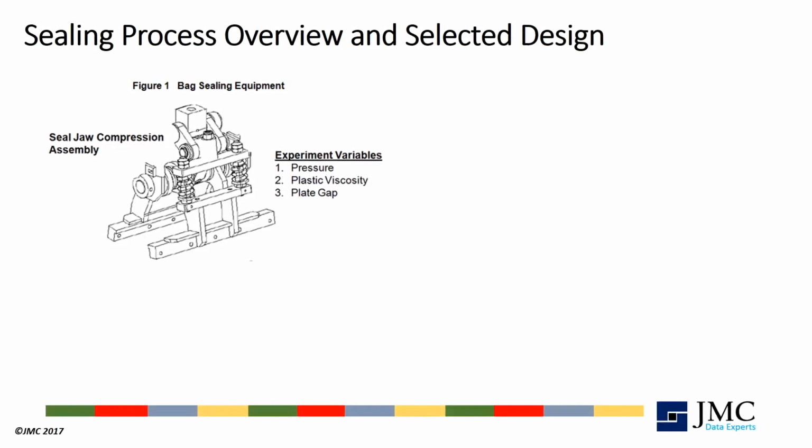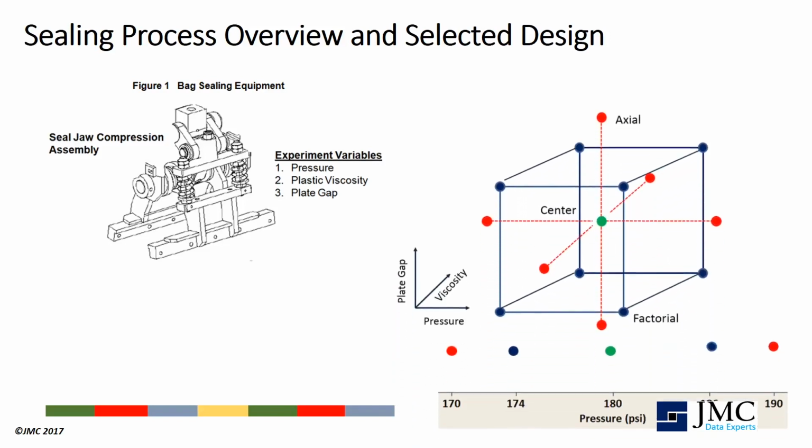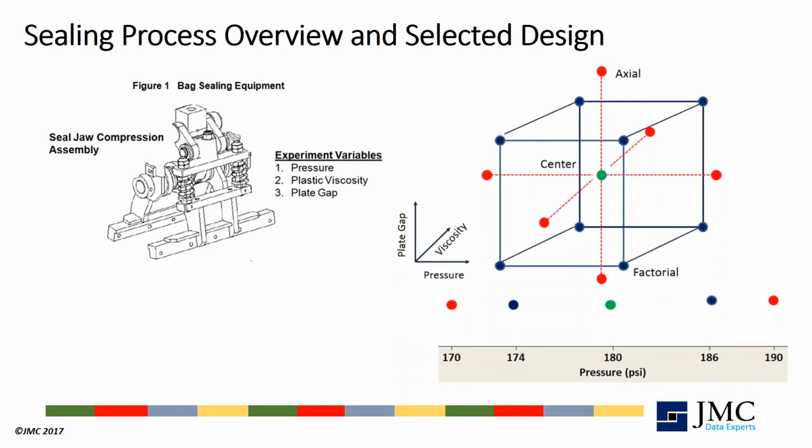Several factorial designs were used to reduce the long list of potential variables to 3 key variables: jaw compression pressure, melting viscosity of the plastic, and the gap between the 2 sealing plates. A central composite design was used to collect all the data needed to develop response surface maps for each of our responses: leak and tear.